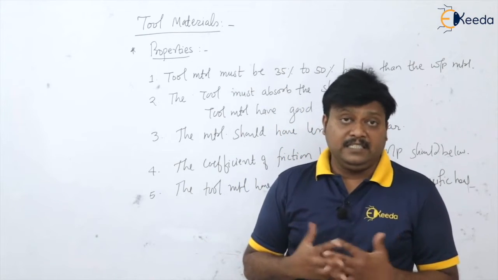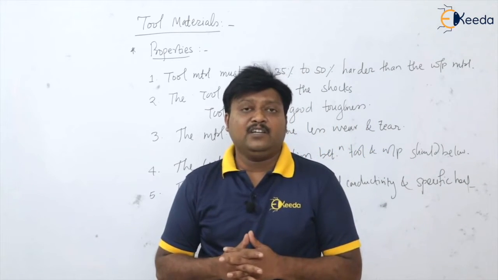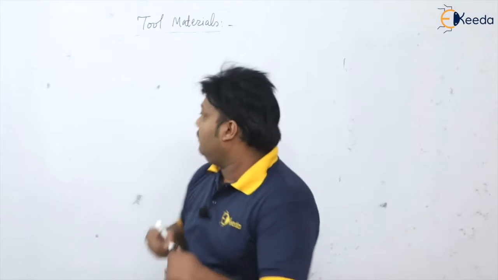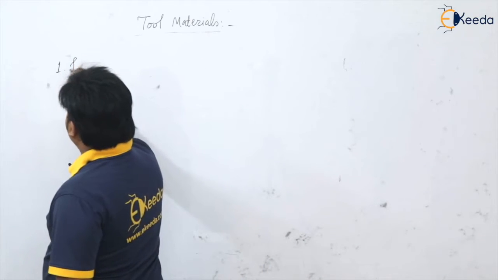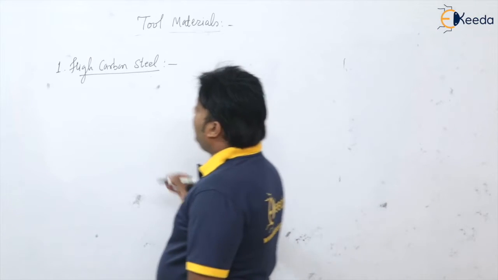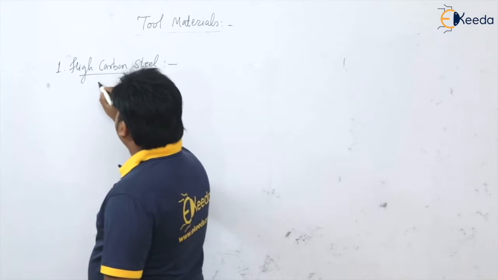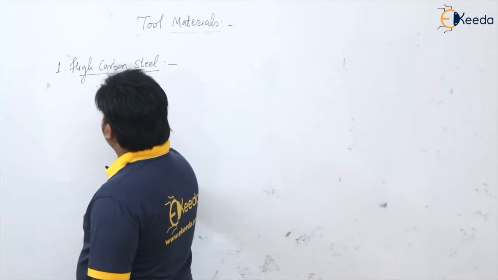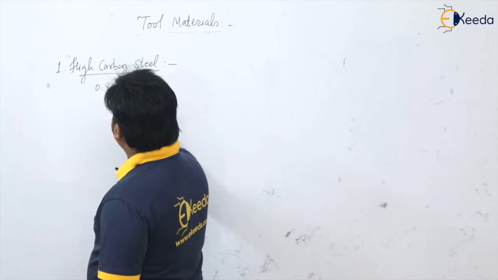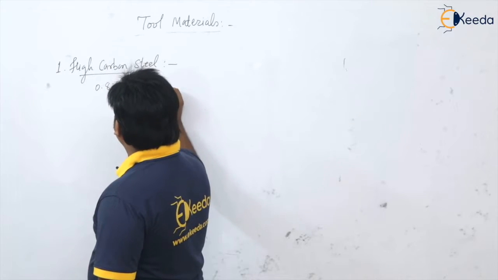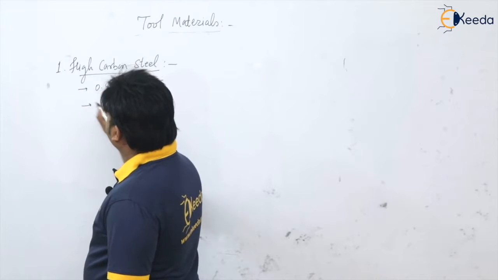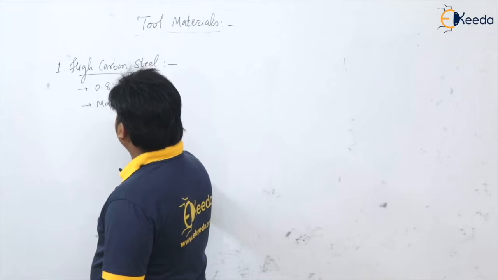Now, which are the materials that we are using as a tool material in metal cutting operation? So let us start with those materials. Number one, we have the high carbon steel tools. In high carbon steel tools, the percentage of carbon is from 0.8% to 1.2%. Then if you look at this, it is made by the forging operation.